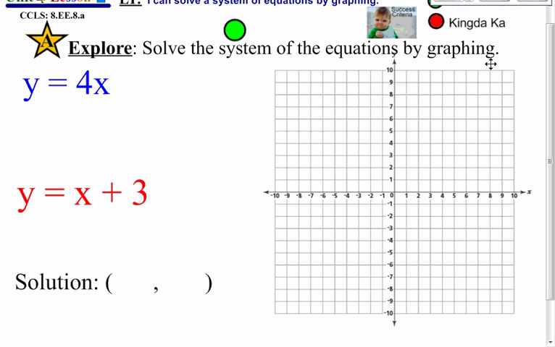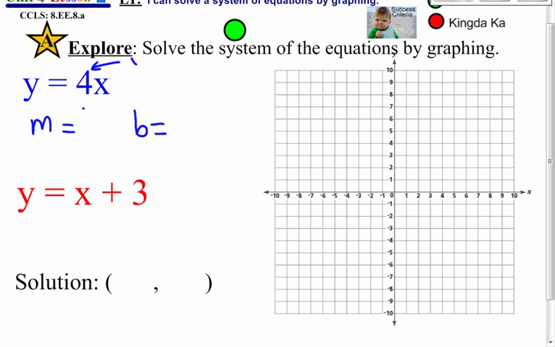In this question, you have to solve for the solution to the system of equations by graphing. The first linear function is y equals 4x. The way you do this is to identify the slope and the y-intercept. And always remember that the slope should be in rise over run form.